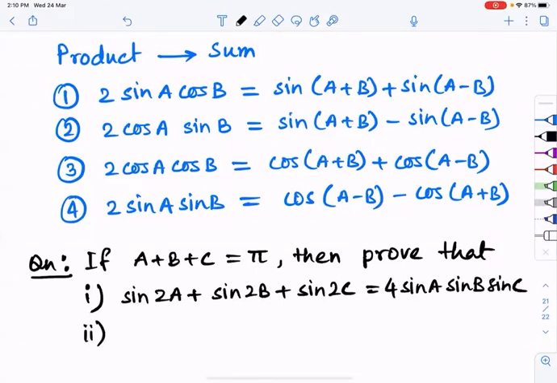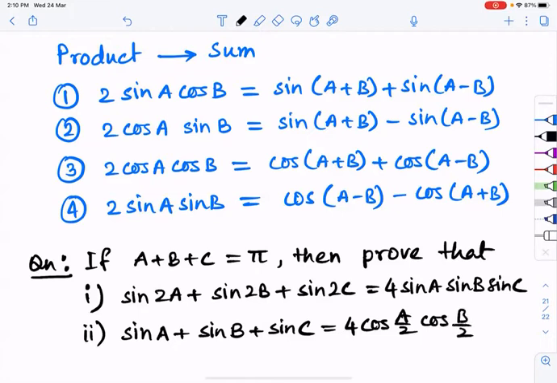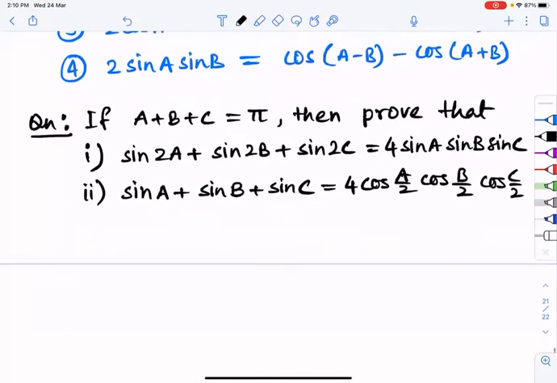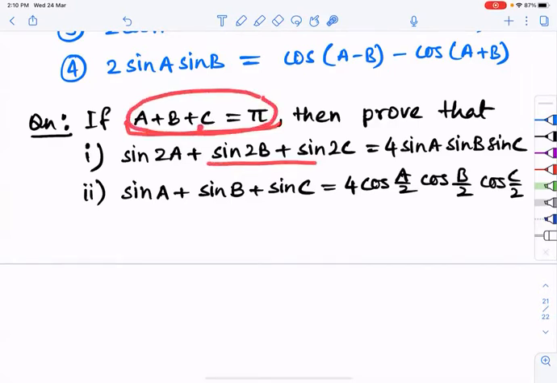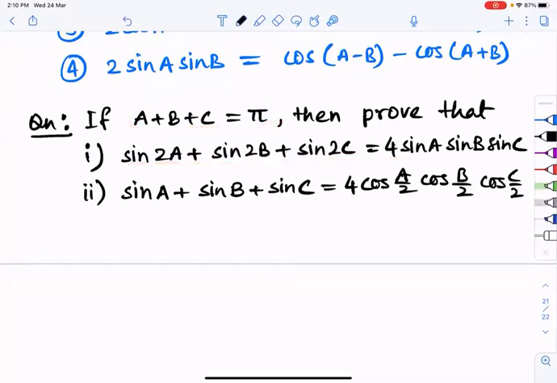Number 2, we have to prove that sine a plus sine b plus sine c is equal to 4 cos of a by 2 cos of b by 2 cos of c by 2. These two questions you have to solve, and there is a condition given that if a plus b plus c is equal to pi, then this you have to do. So this condition is very, very important. We have to use this condition to prove this statement. Let us see how we can solve.